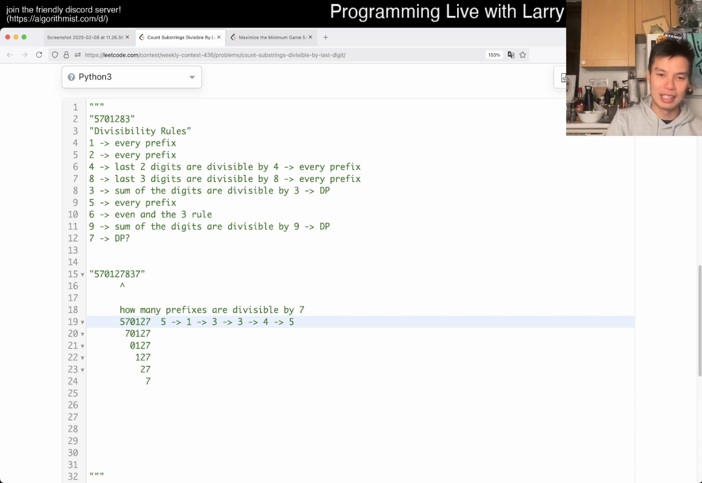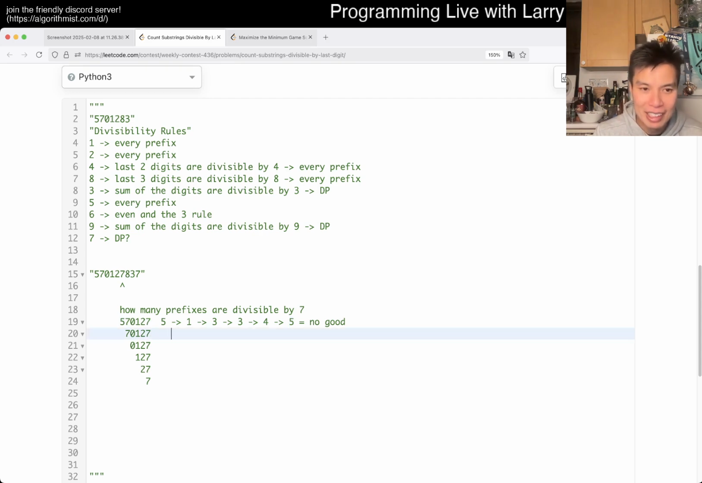Maybe I'm going really fast, so I don't know if this is going too fast. But that also means that by the time we go to this 7, this is no good, right? Why is it no good? Well, it's no good because this is not 0, so it's not divisible by 7. That means that this number is not divisible by 7.